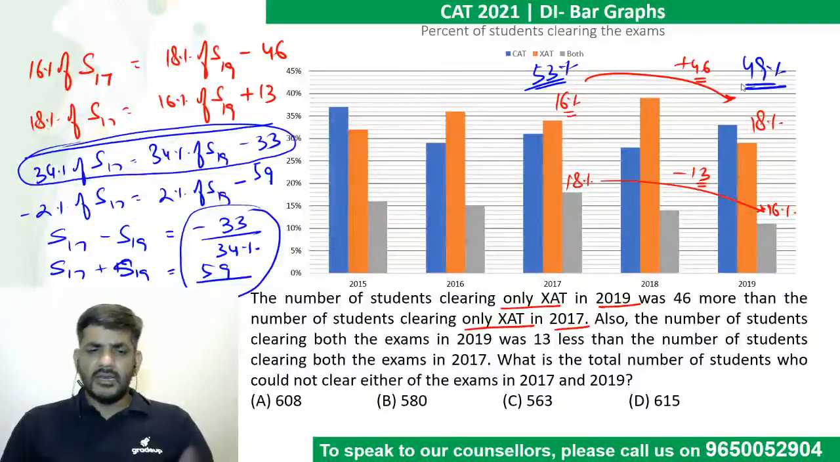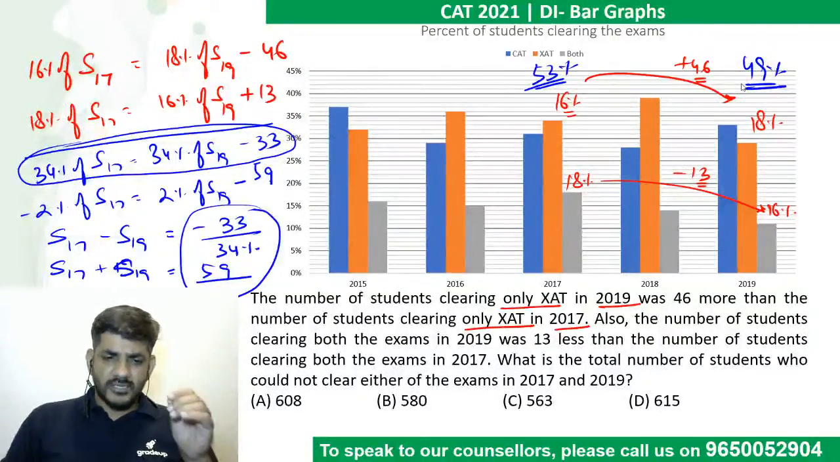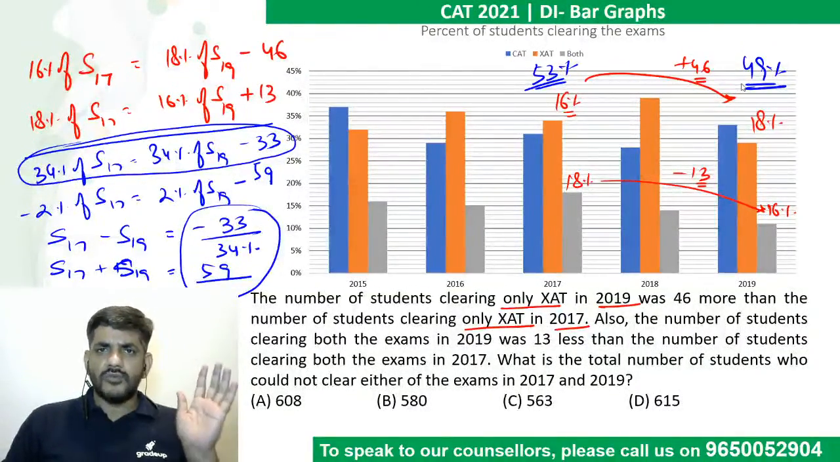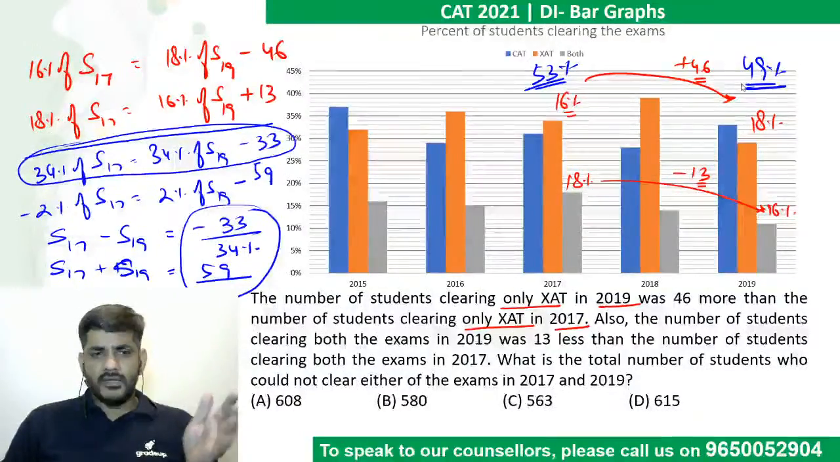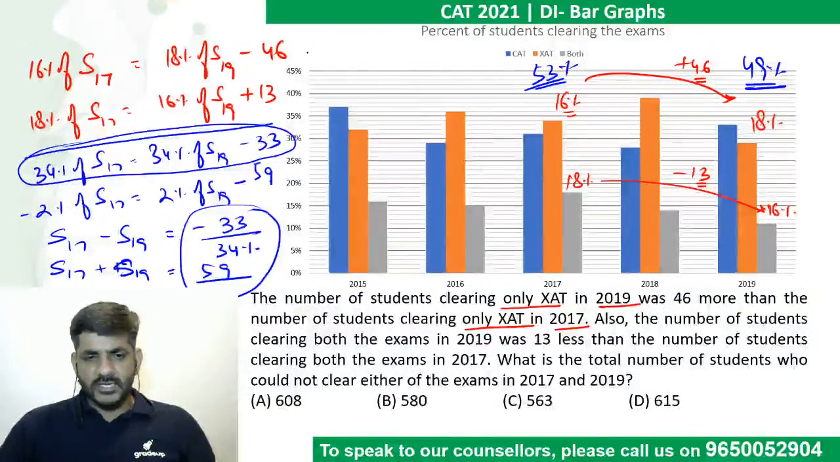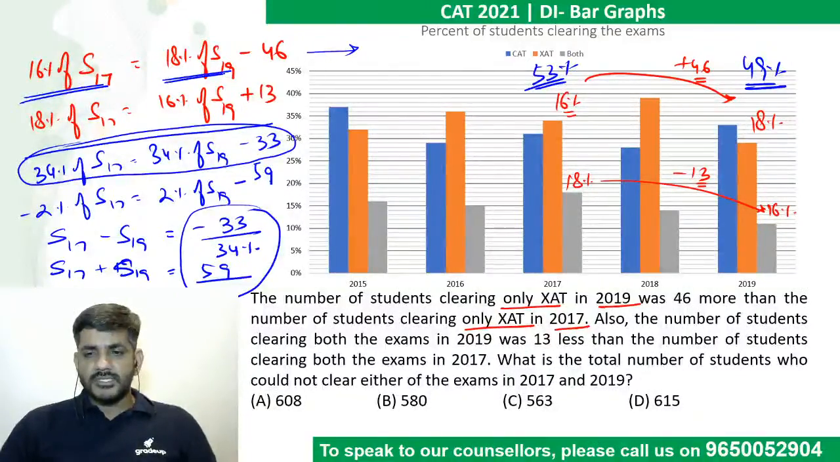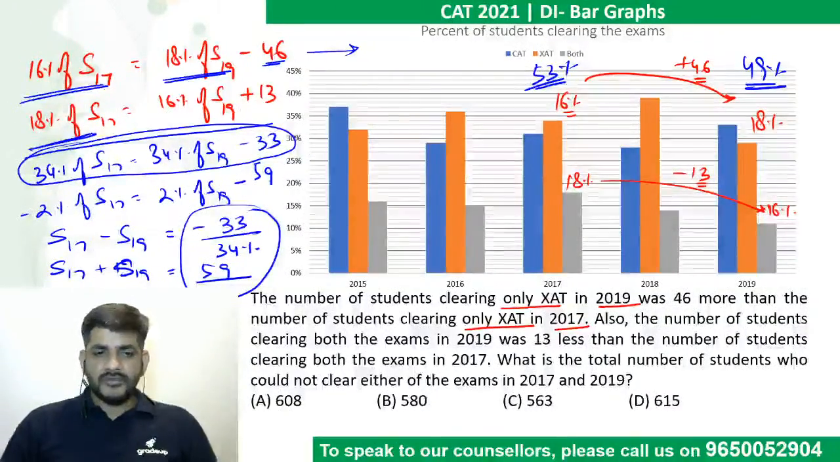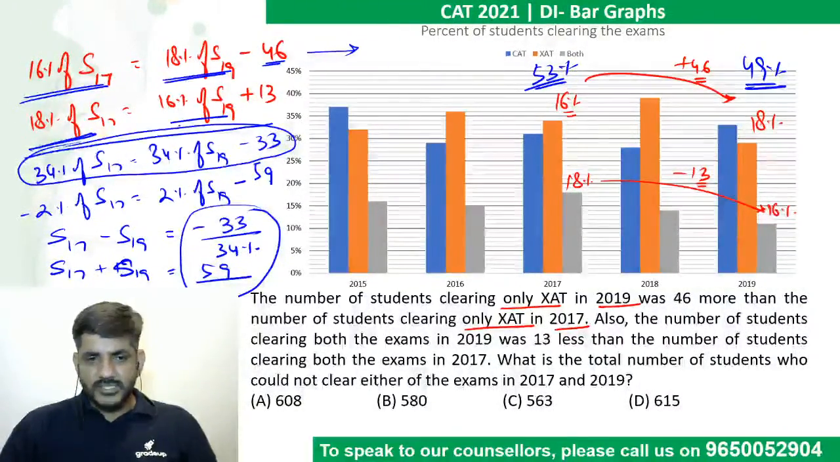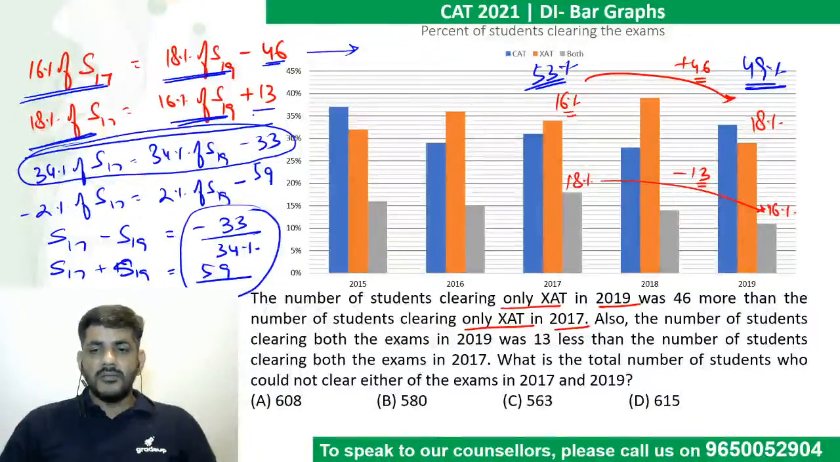Again I repeat, lengthy question. I would suggest leave such a question and move forward. There is no point. Though I can just explain once again what are these equations. From the first equation he says 16% of S17 is equal to 18% of S19 minus 46 because they are 46 more, and 18% of S17 is equal to 16% of S19 plus 13 because they are 13 less.